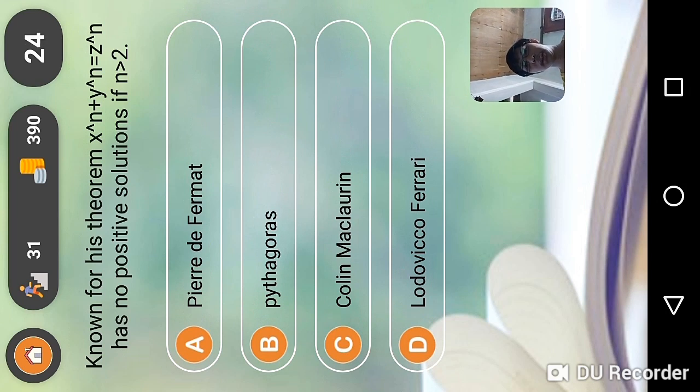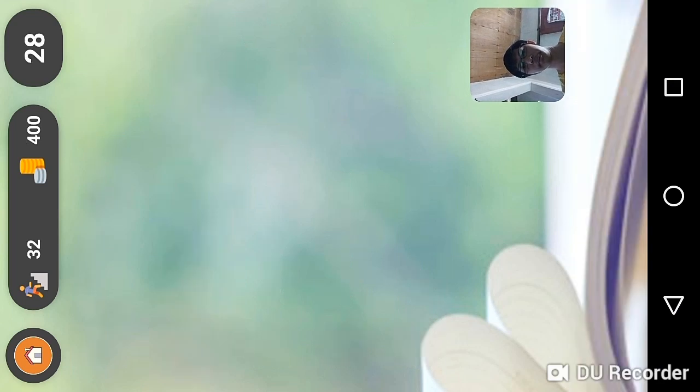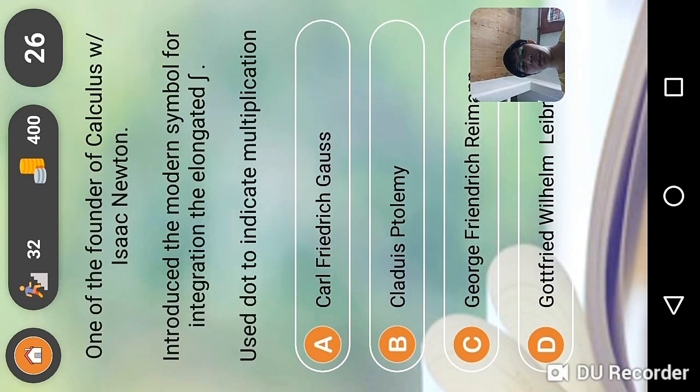Known for its theorem, x raised to n plus y raised to n equals z raised to n. Has no positive solutions if n is greater than 2. Kay Pierre de Fermat. One of the founders of calculus with Isaac Newton, introduced the modern symbol for integration, the elongated S. Used that to indicate multiplication. Si Leibniz.